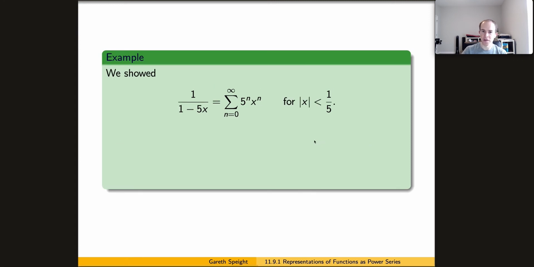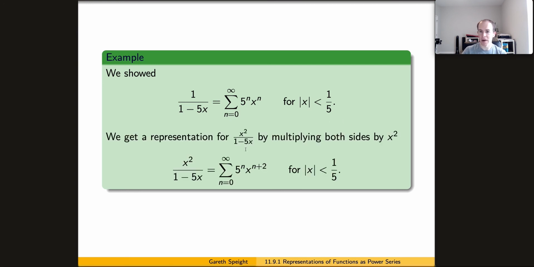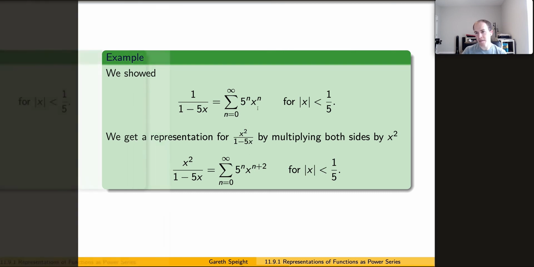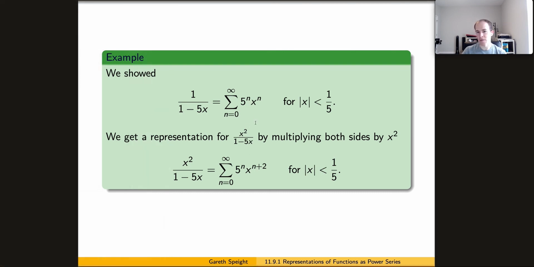Okay, another thing we could do, for instance, is multiply both sides by something. So we saw on the last page, 1 over 1 minus 5x is the sum of 5^n times x^n, at least for absolute value of x less than 1/5. And if we multiply both sides of this equation by x squared, we would get x squared over 1 minus 5x is the sum, and then we multiply all the terms by x squared. We would get 5^n, x^n times x squared. x^n times x squared will be x^(n+2). So x squared over 1 minus 5x is the sum of 5^n times x^(n+2).